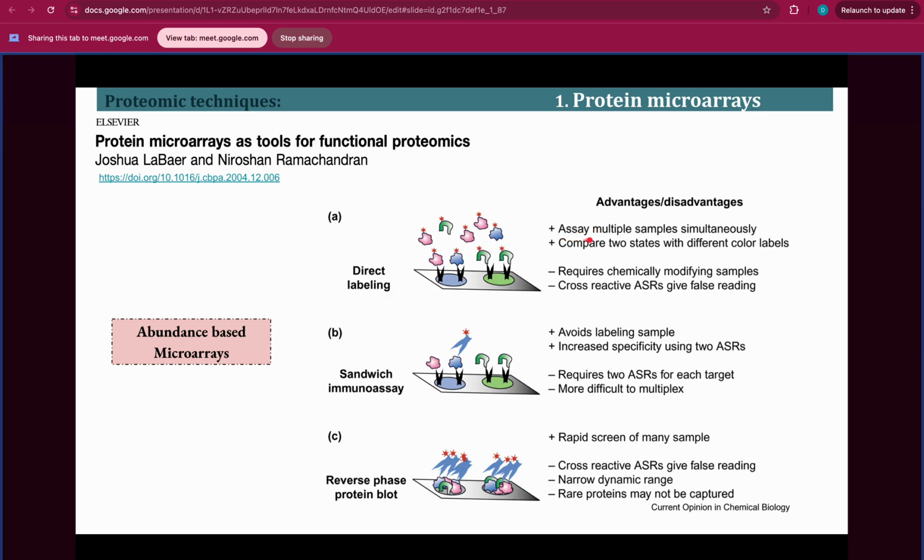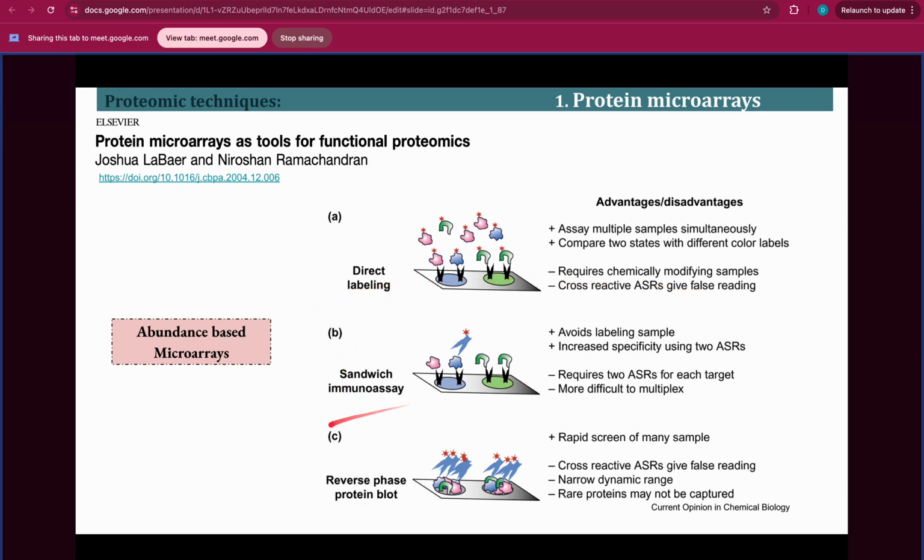The advantage this offers is that we can assay multiple samples simultaneously, because we are directly labeling multiple samples. We can compare the two states with different color labels to distinguish between the samples. But the disadvantage of this technique is that it requires chemically modifying samples, which could have some cross reactive analyte specific reagents which can give false readings. There could be some cross reactivity, so there are chances of errors generated by direct labeling.